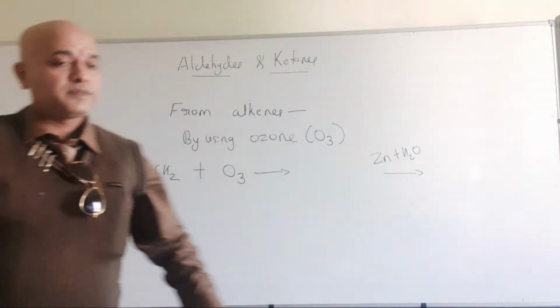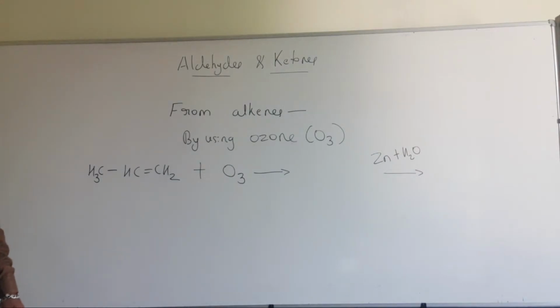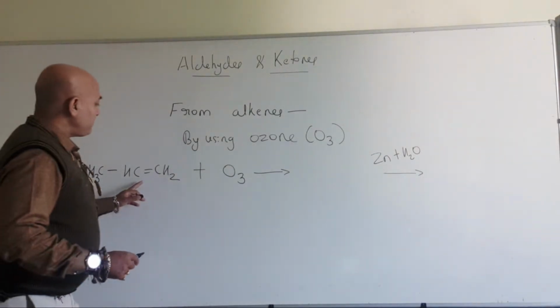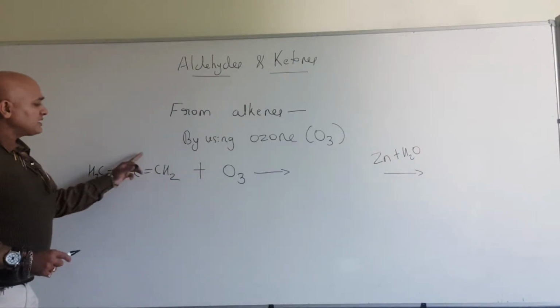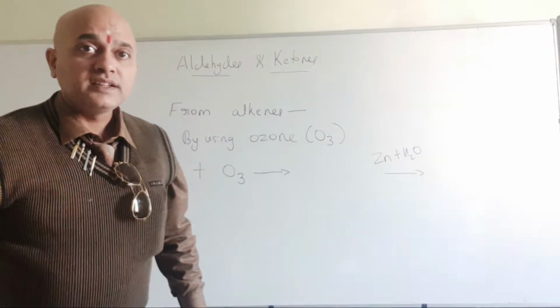So I have increased the number of carbons. Now what will happen? Ozonide formation will happen, and always the double bond containing carbons will be involved in the cyclic structure.